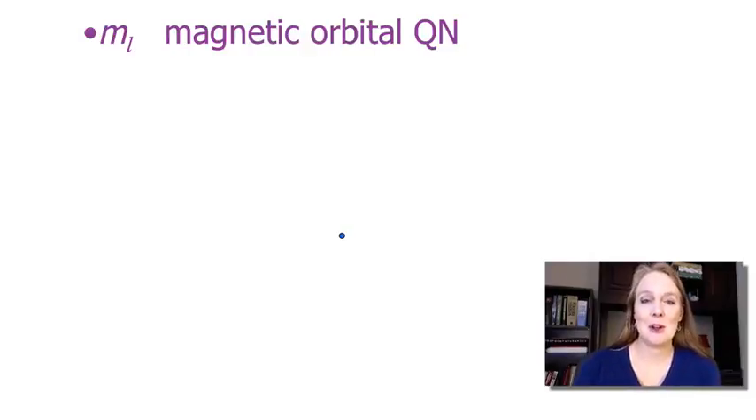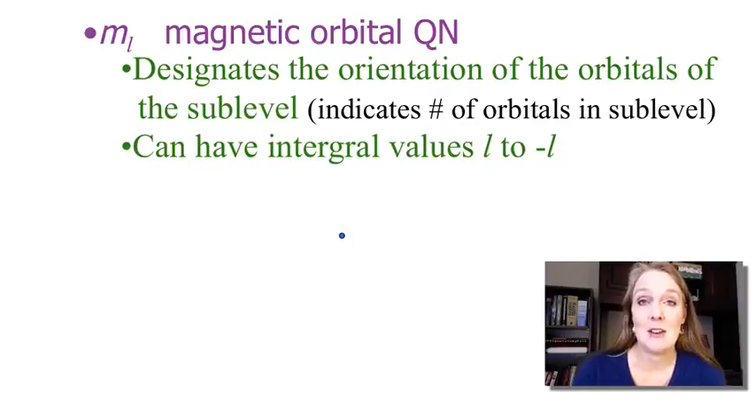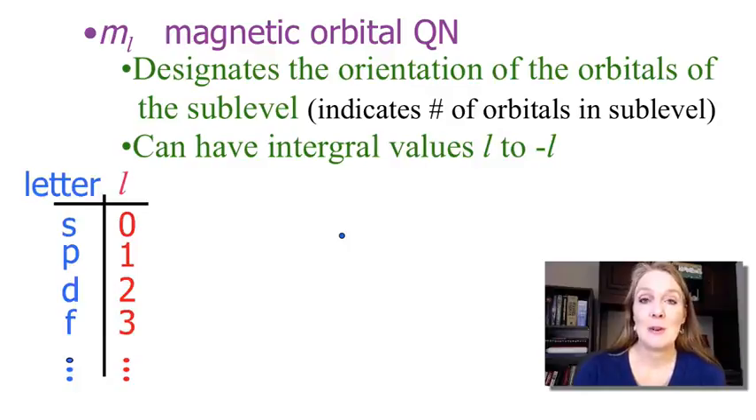So again, to review, ML designates the orientation of the orbitals in the sublevel. It tells us how many of each type of orbitals there are in the sublevel. And it gives us an idea of the different directionality of those sublevels. Here's one for you to try.